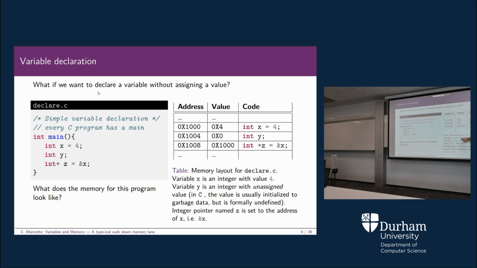So x is an integer with a value of 4. Variable y is an integer with unassigned value. In C, the value is usually initialized to garbage data or 0, but it is formally undefined. And I'll spend a little bit of time tomorrow talking about some of the subtleties of C and undefined behavior. And the integer pointer named z is set to the address of x, i.e. the ampersand followed by x.